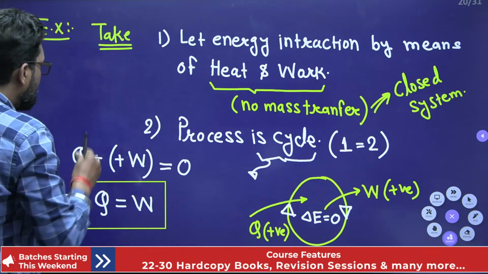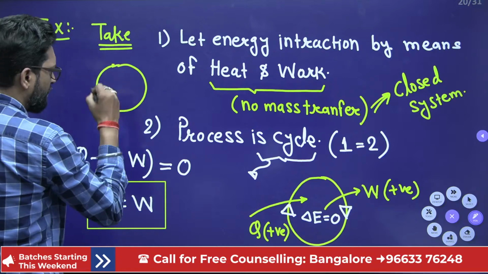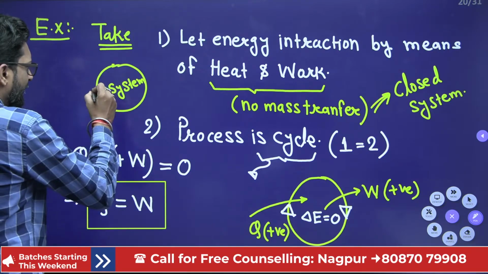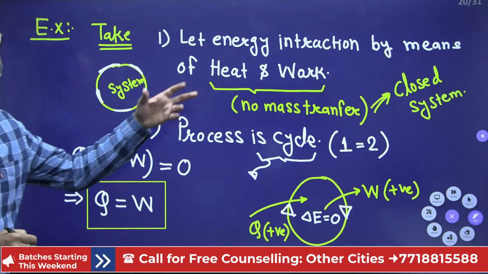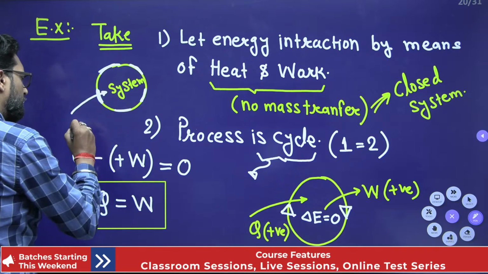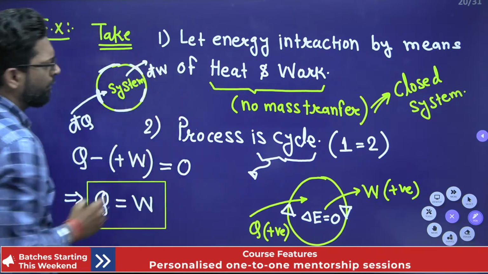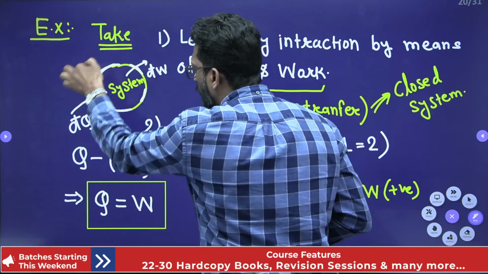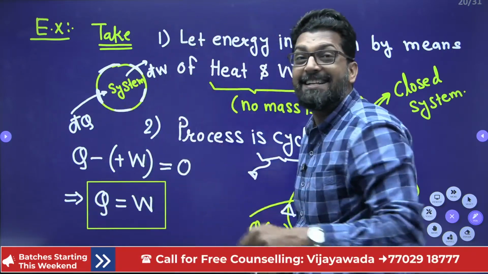If this is our system, a closed system, and this is your boundary, this system is surrounded by a different boundary and a different surrounding. So we take a small boundary through which a small heat will enter, that means dq will be in, and a small boundary through which a small amount of work will go out, dw. This is in, this is out. So the total heat in is a cyclic integration, because this is a cycle. Cyclic integration of dq is equal to cyclic integration of dw.